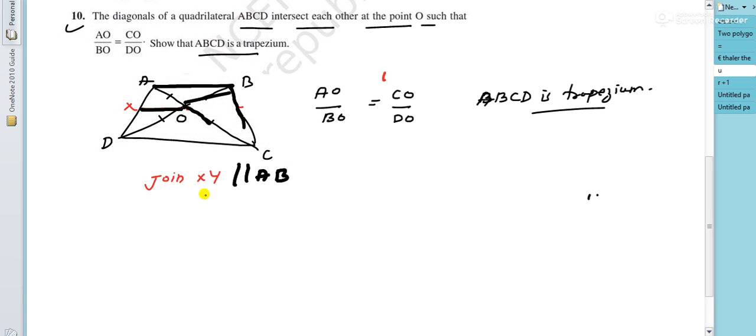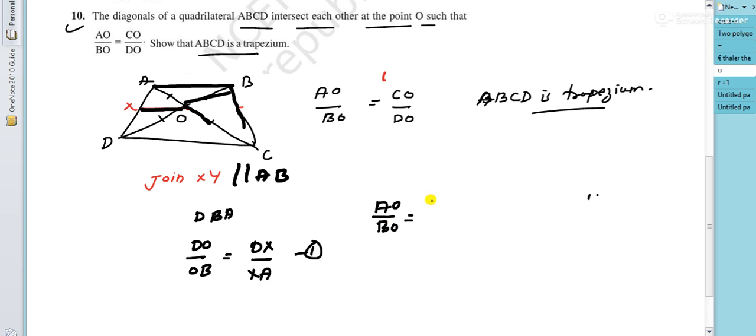So what we will get from this triangle, that is DBA, we will get DO by OB is equal to what? DX by XA. Okay, this is one. And the second data is given what? The data is given here. The data is AO by BO is equal to CO by DO. Now see, if I do the cross multiplication, I will get DO by OB or BO equals CO by what? AO. This you could take as 2.